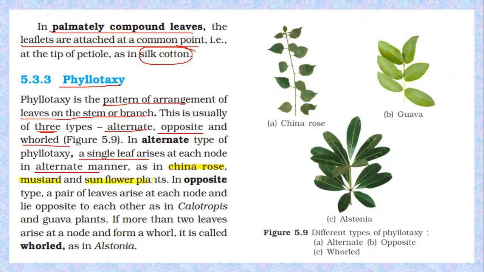Mustard and sunflower show what type of phyllotaxy? They will show alternate phyllotaxy. Whereas in opposite phyllotaxy, a pair of leaves arise at each node, as you see in Calotropis, guava plants, etc. If more than two leaves arise at a node and form a whorl, it is called whorled phyllotaxy, as you see in Alstonia, Nerium, etc. Look, alternate phyllotaxy in China rose, opposite phyllotaxy in guava, and whorled phyllotaxy in Alstonia. You will find it out.